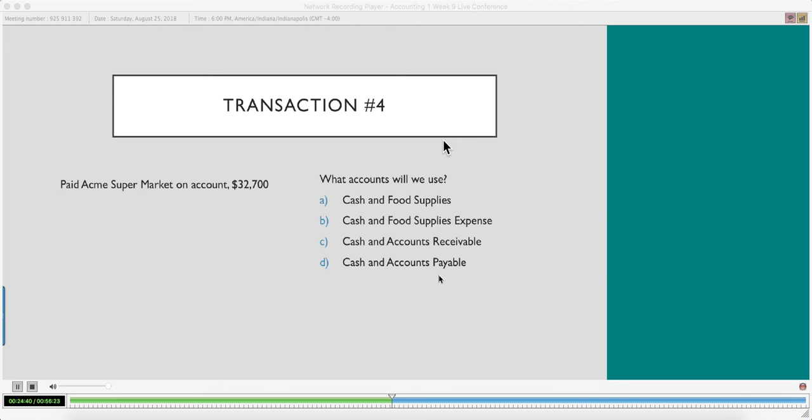Does this transaction make sense? Because these transactions are word for word off of your homework. So I want to make sure everything's understandable before you go on. Yeses, nos. Correct. If it says paid, we're going to assume that it's not accounts payable. Either we're getting cash or we're paying cash. So cash will always be involved.